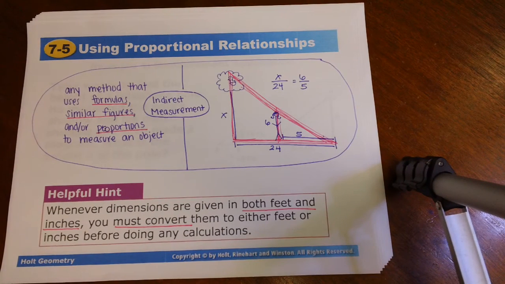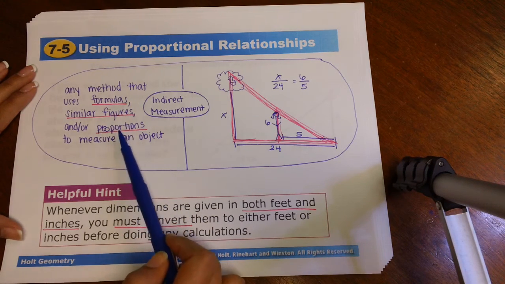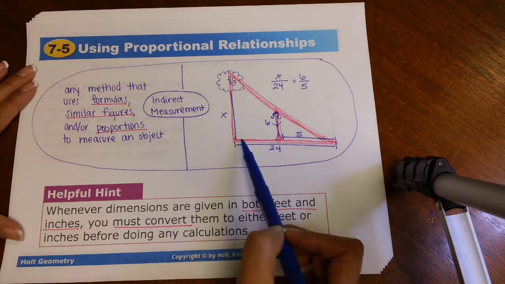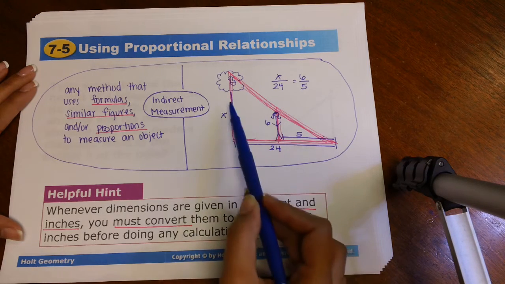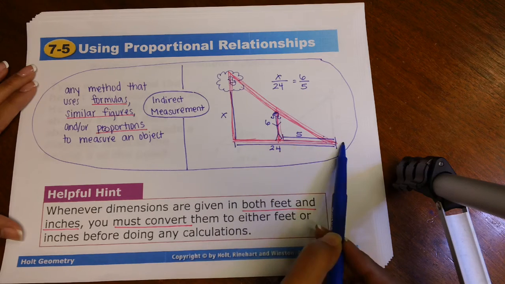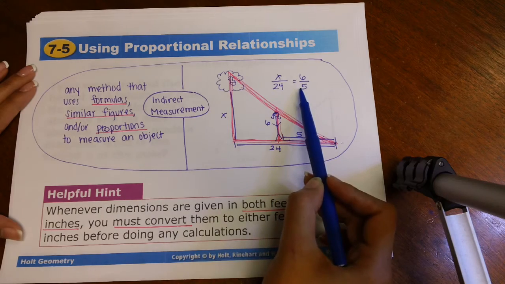So this is the first vocab word that we need to talk about, indirect measurement. An indirect measurement is whenever you're using formulas, similar figures, and/or proportions to solve. So I have an example here. I have a tree, picture of myself, and I'm trying to figure out how tall the tree is based on knowing my height and my shadow length and the tree's shadow length. And then you can set it up as a proportion.